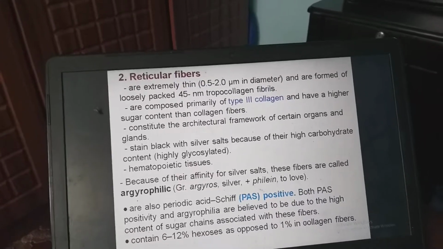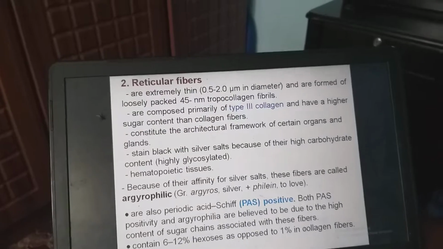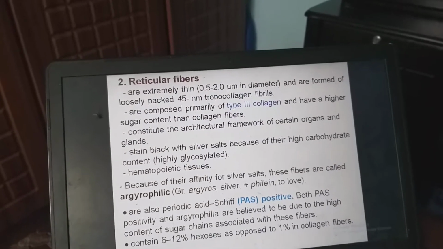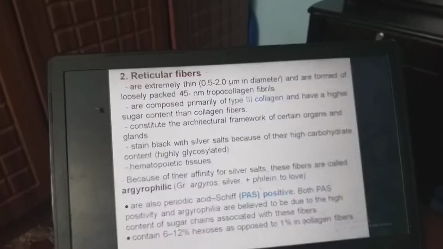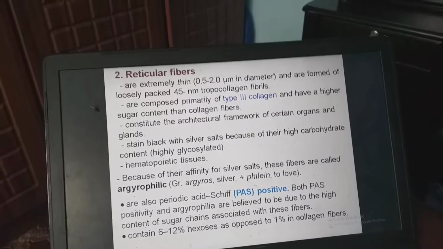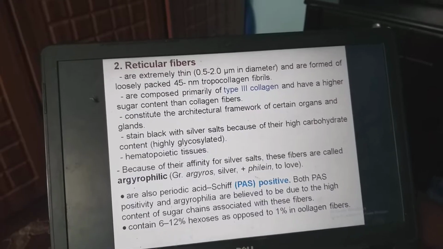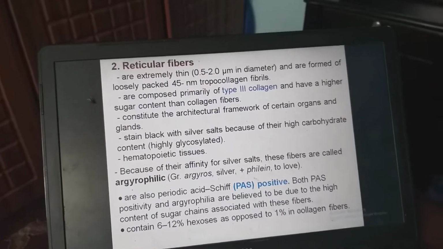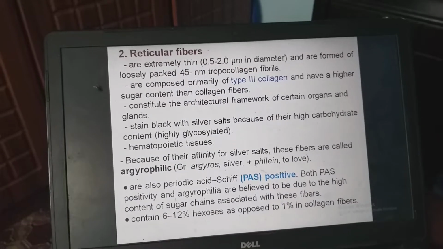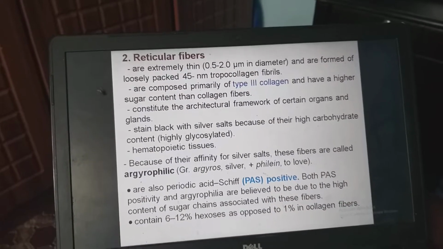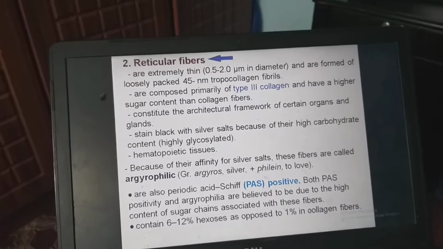The other, it is very thin, so you cannot stain it in ordinary sectioning. So you need an extra reagent, that is silver. It takes up the silver, so that's why you can visualize it. Due to this, it is named argyrophilic, silver loving, what we call it. Therefore, don't forget the two special characteristics of reticular fibers: argyrophilic and PAS positive.